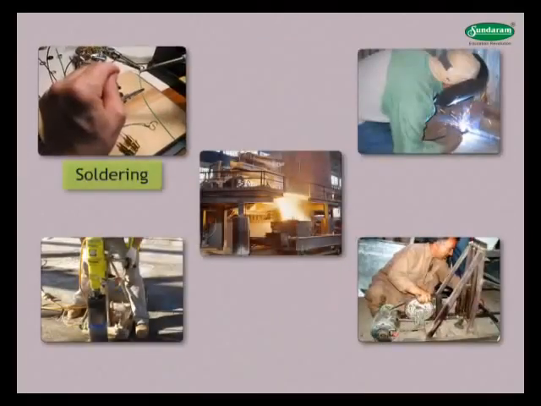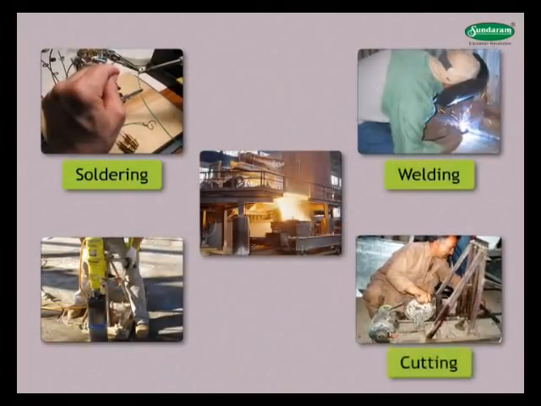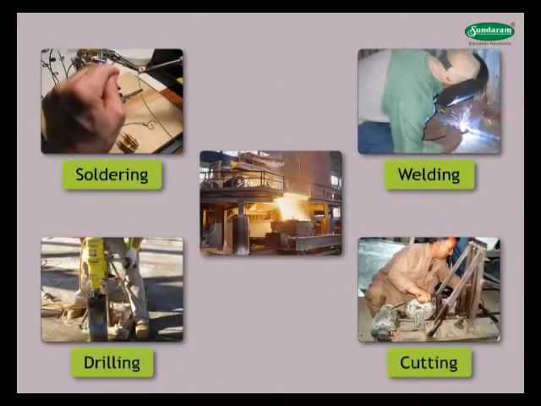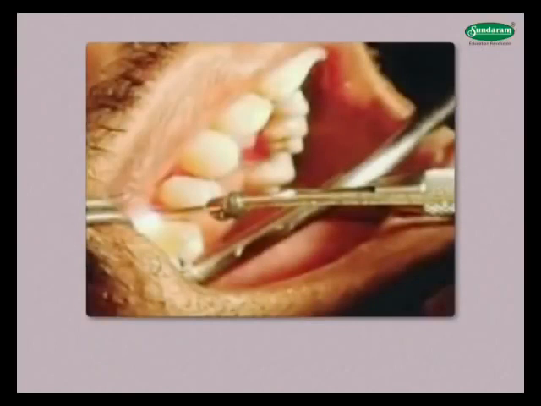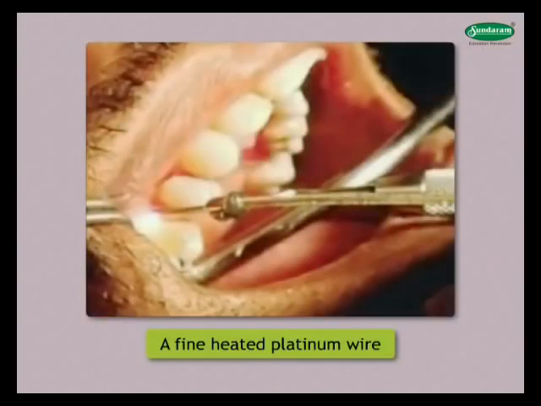In industry, soldering, welding, cutting, drilling, and working of electric furnaces are based on heating effect of electric current. In surgery, a fine heated platinum wire is used for cutting tissues much more efficiently than a knife.